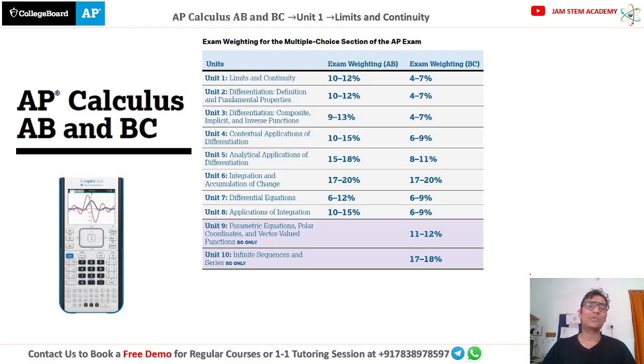Hey everyone, welcome to AP Calculus AB and BC course, and in this session we are going to start with Unit 1, which is limits and continuity, which weighs 4 to 7% for the BC students and around 10 to 12% for the AB students. And in this session I will start with this topic, limits and continuity.